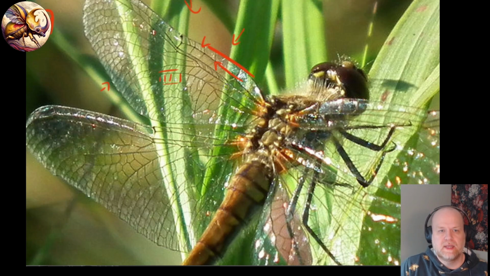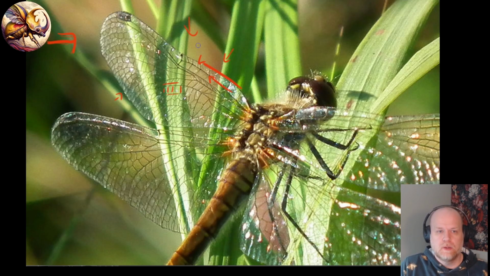Generally, as you advance in the evolution of insects, you actually get fewer veins in the wings as a general trend. Also, they have the full set of wings: the forewings and the hind wings, and they're roughly the same size. They're not identically shaped, but they're about the same size.